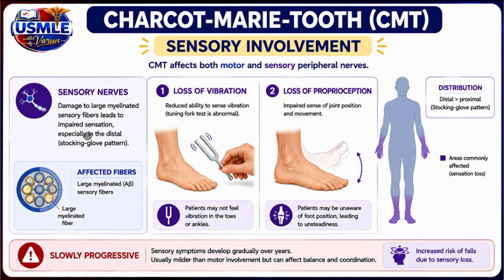Sensory nerves are involved, and when there is damage to large myelinated sensory fibers, this leads to impaired sensation, especially in the distal areas. This usually follows a stocking glove pattern that is also seen in cases of diabetic neuropathy. Affected fibers are large myelinated or A beta sensory fibers, and this is characterized by loss of vibration sensation. There is reduced ability to sense vibration. Patients may not feel vibration in toes or ankles.